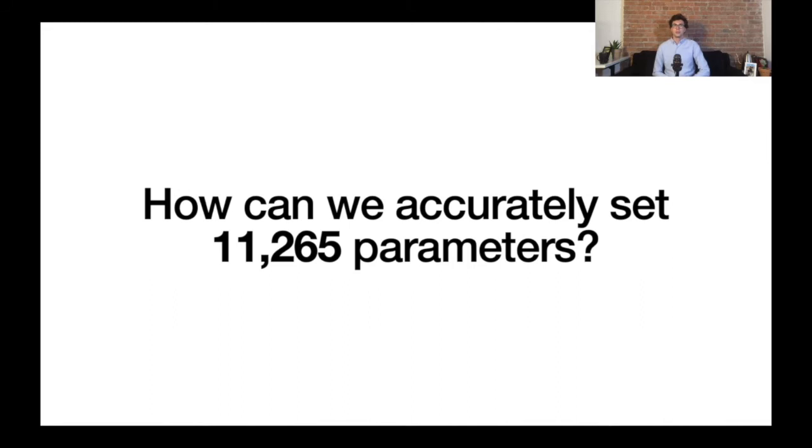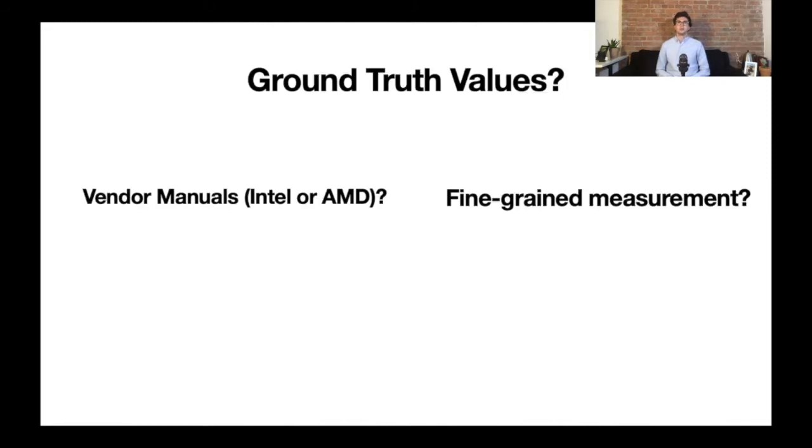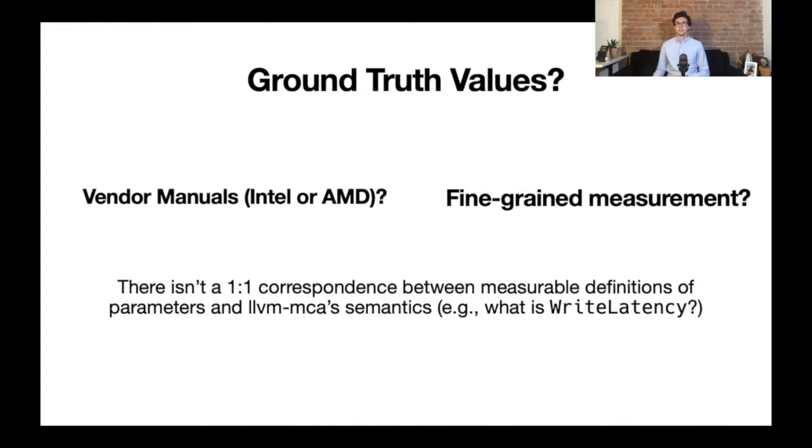So the driving question behind this work is, how can we accurately set these 11,265 parameters for any given microarchitecture? One plausible approach, commonly used by LLVM-MCA's developers, is to set parameters according to their quote-unquote ground truth values, either from vendor manuals or from directly measuring the parameter values. Though there are a number of hurdles for any approach here, the biggest issue is simply this. There is not a one-to-one correspondence between measurable definitions of parameters and LLVM-MCA's semantics.